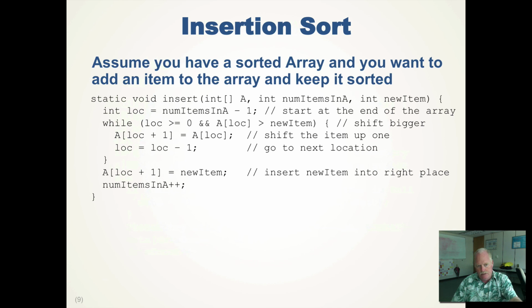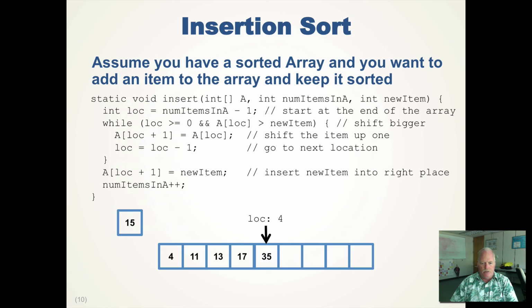If it is, we shift it over, and we keep shifting, and that creates a space by doing the shift. Once we're done with the while loop, we're in the right place, and we've created a gap. We say A at loc plus 1 equals new item. That inserts it into the right place. And then we need to increment the number of items in A, because we have increased the number of items in our array. We can use this idea of inserting the item in the right place to sort an unsorted array of ints.